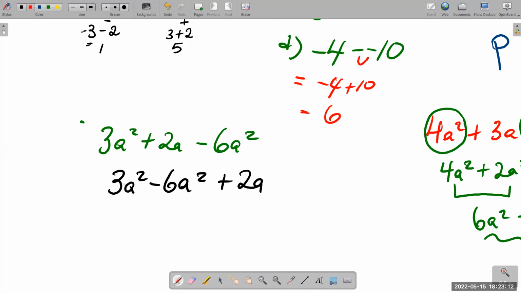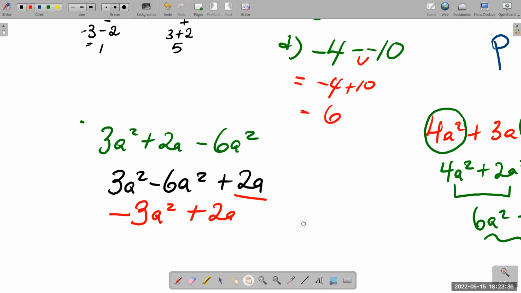So if you have 3A squared minus 6A squared, it must be what? Negative 3A squared. And then you put back the plus 2A, because can we add anything to 2A? No, we cannot. So everybody with me? These are questions you should never make a mistake on. These are the things we need to know the difference.